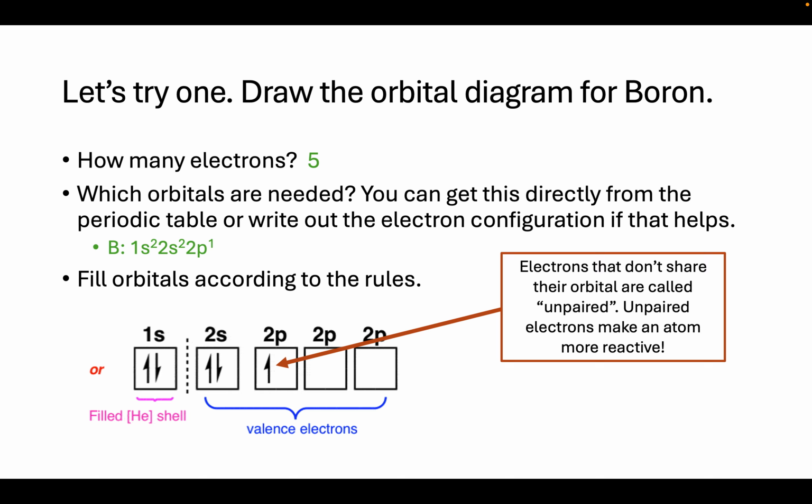And there's something special about the electrons that are not sharing an orbital. We call those unpaired, and they will make an atom more reactive. Again, more on this later. Notice also here that we have electrons that are in the core, in an inner shell or an inner energy level, and then these last 3 are in the second energy level. These are the outside electrons, or the valence electrons.